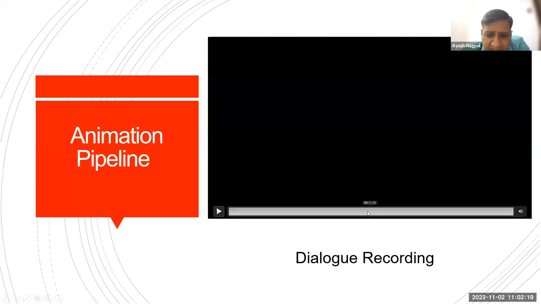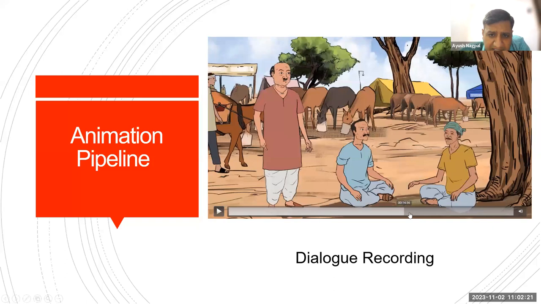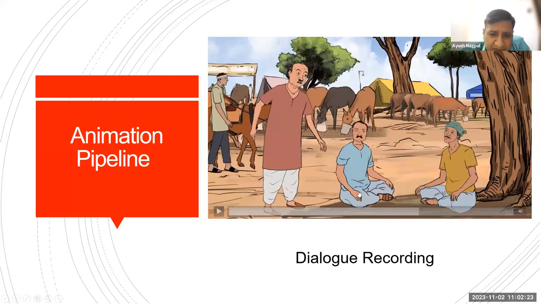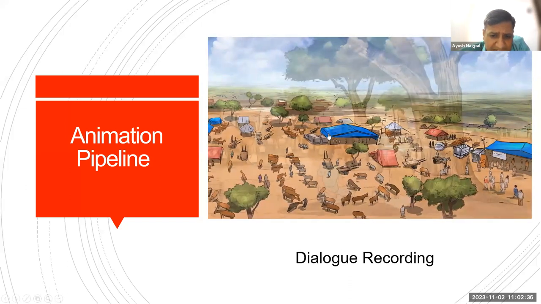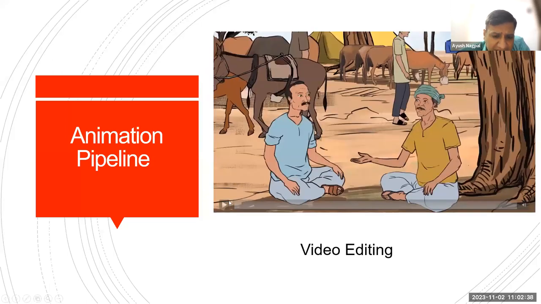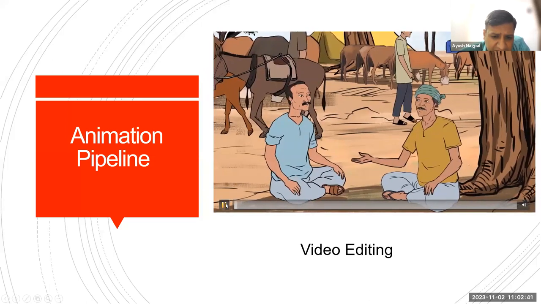Now, as you would have noticed, the Chacha has come, and we have tried to make him a slightly negative character, but that is not exactly coming across. It comes across when we have the actual dialogues which are recorded by professionals. So what happens when we have professional dialogues? This is what they look like.